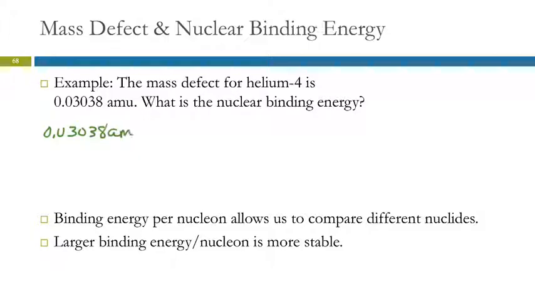0.03038 times 931.5 mega electron volts per one atomic mass unit. So that's 28.30 mega electron volts. So that's the nuclear binding energy for helium-4.